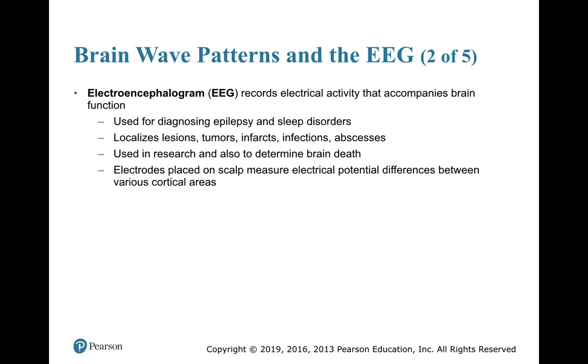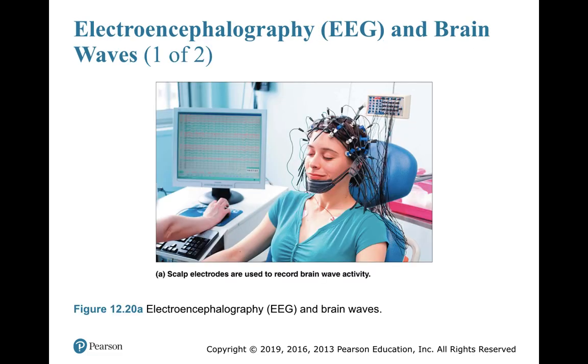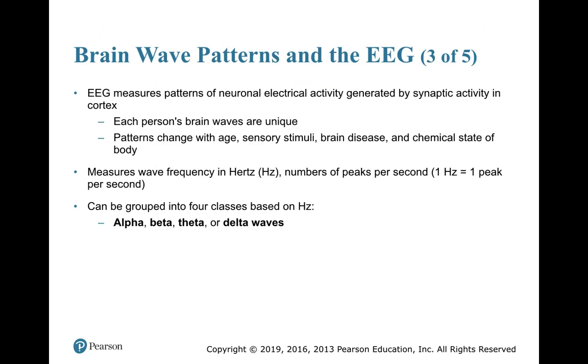It's done by placing electrodes on the scalp and measuring the electrical potentials between those various cortical areas. This is an EEG setup on a person. And over here you'll see the waves being recorded. And those waves or patterns are generated by the synaptic activity in the cortex.